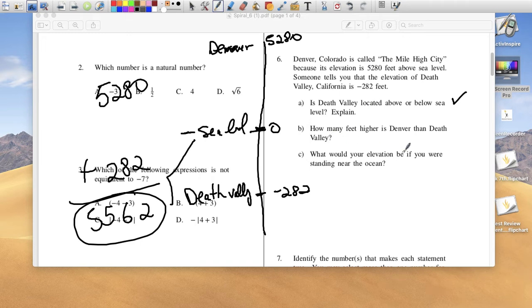What would your elevation be if you were standing near the ocean? If you were right about here, your elevation would be 0. You would be at 0 feet above ground.